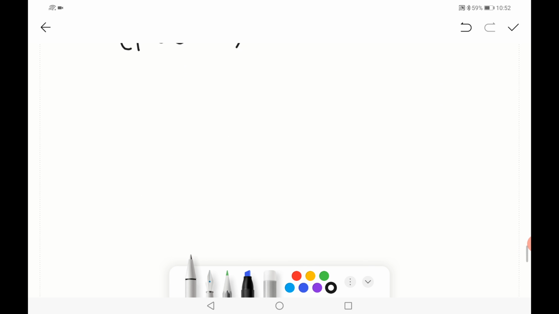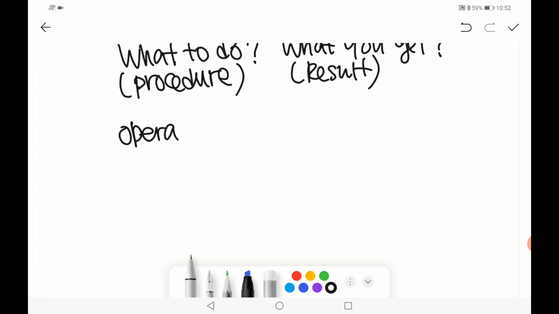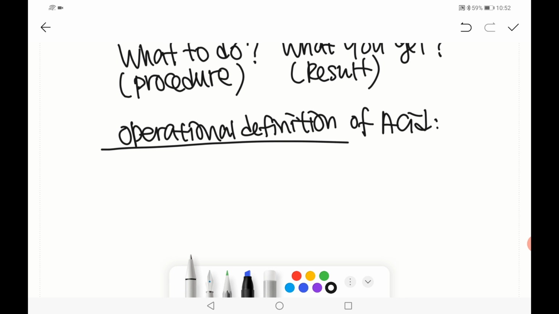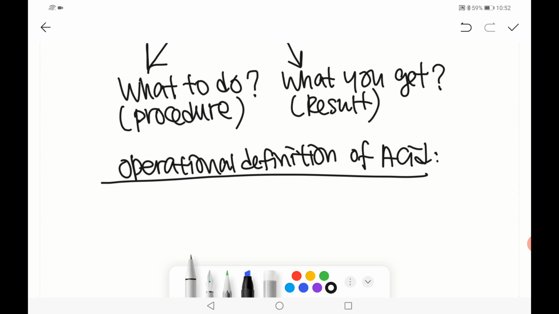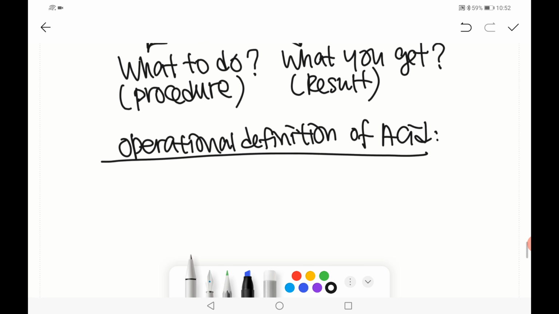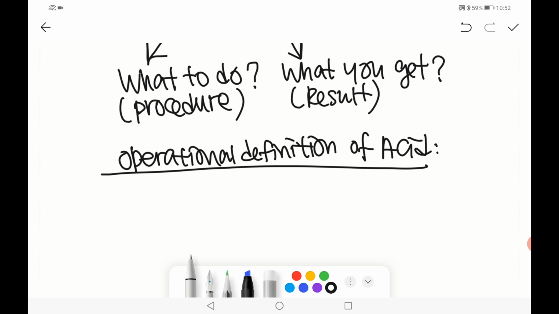Now, what if I go back to the same question? What is the operational definition of acid? So how do we give the operational definition of acid? Ask yourself what you need to do to test that it is an acid and what you will get if it is acid. When we have a substance, how do you prove it is acid? If you want to prove it is acidic, you must dissolve the substance in water first. And after you dissolve it in water, how do you know it's acid?